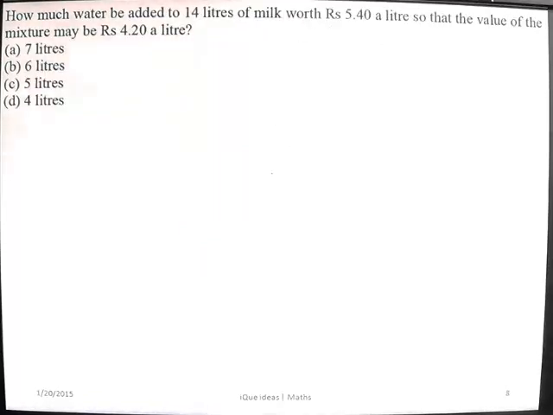Now it said, how much water must be added to 14 liters of milk worth rupees 5.4 a liter, so that the value of the mixture may result in rupees 4.2 a liter. Okay, now I know that milk is one of the quantities, water is the other. I know that milk is worth 5.4 a liter, and when it is not given, we assume that water is free of cost. Now when I mix the two of them, it should be evaluated at 4.2.